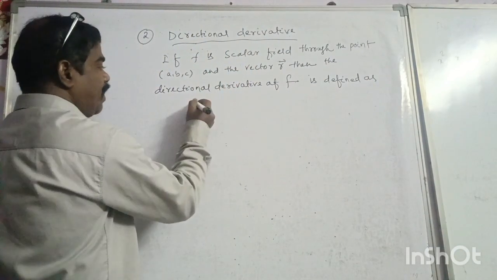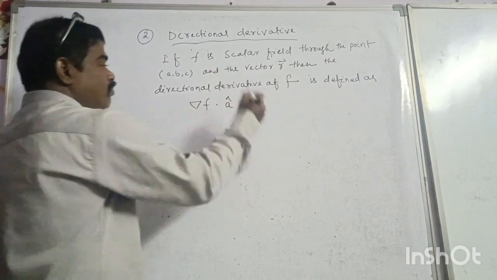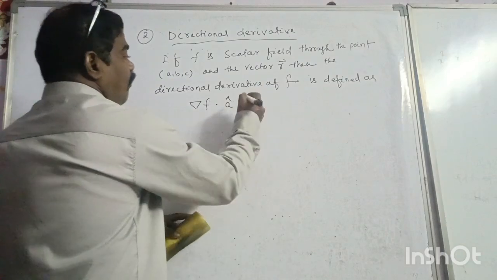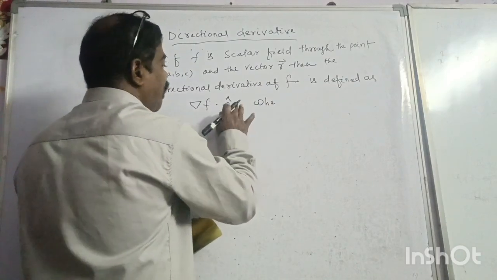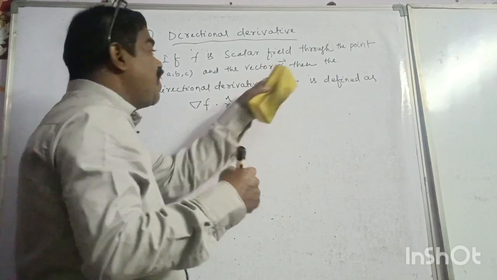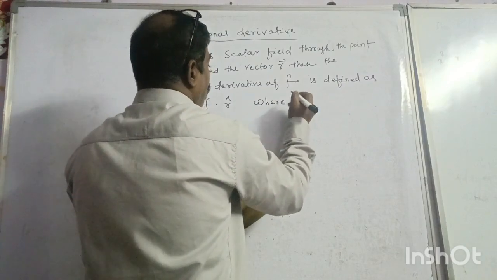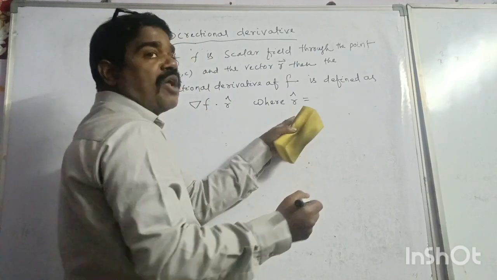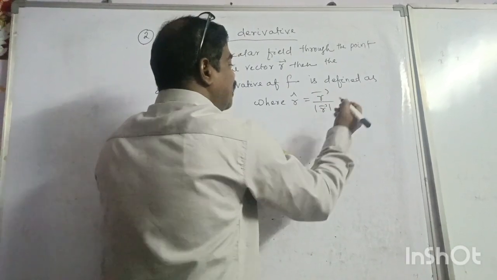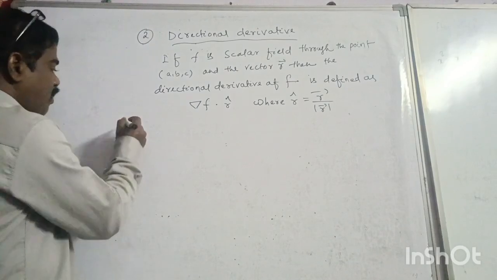Remember, nabla f dot a cap, where, oh sorry, we have taken r vector, so we have to write r cap. We have taken the vector r cap, where r cap is equal to the unit vector, which we write as r vector by mod r vector. Understand? Okay. Now I am writing one example.